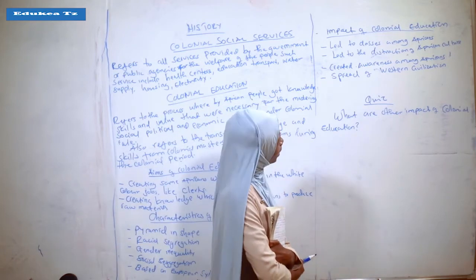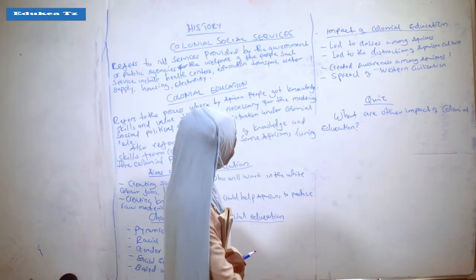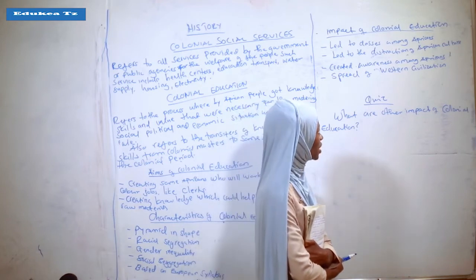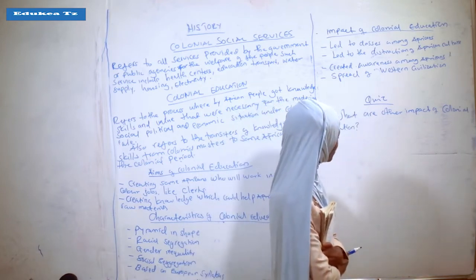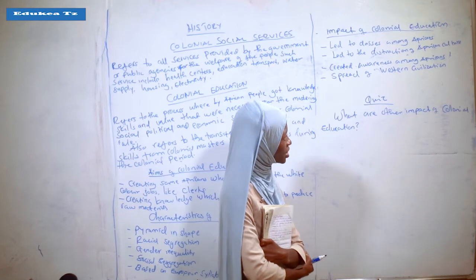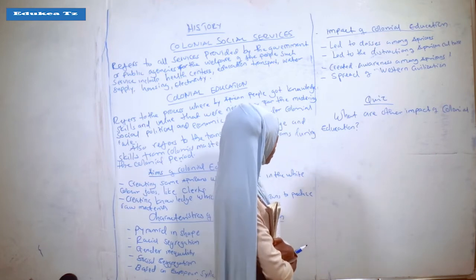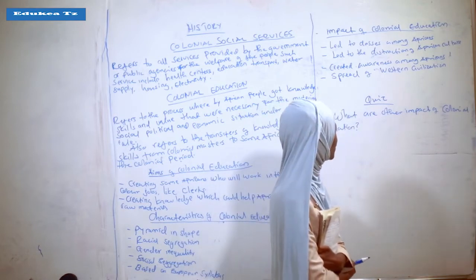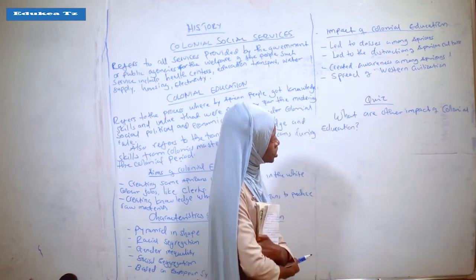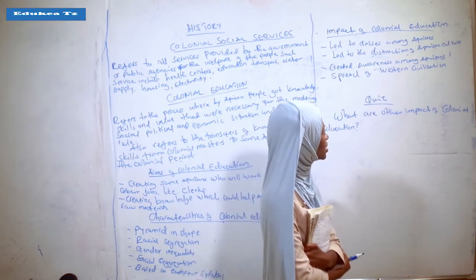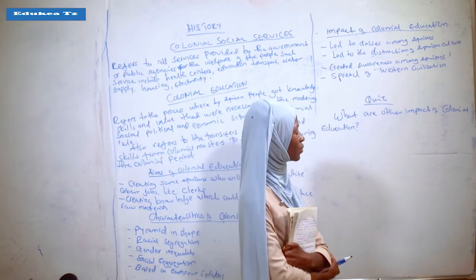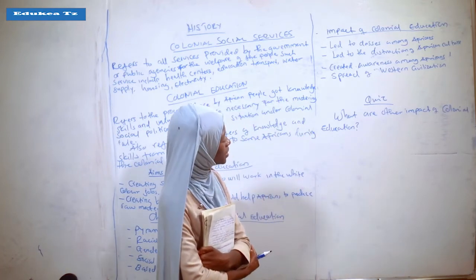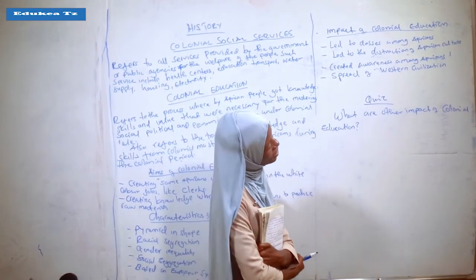The last but not the least is the spread of Western civilization. A few of those who got colonial education started to adopt Western culture and Western civilization. They started to worship in churches, to dress like whites, and the whole lifestyle they adopted was like that of white men.